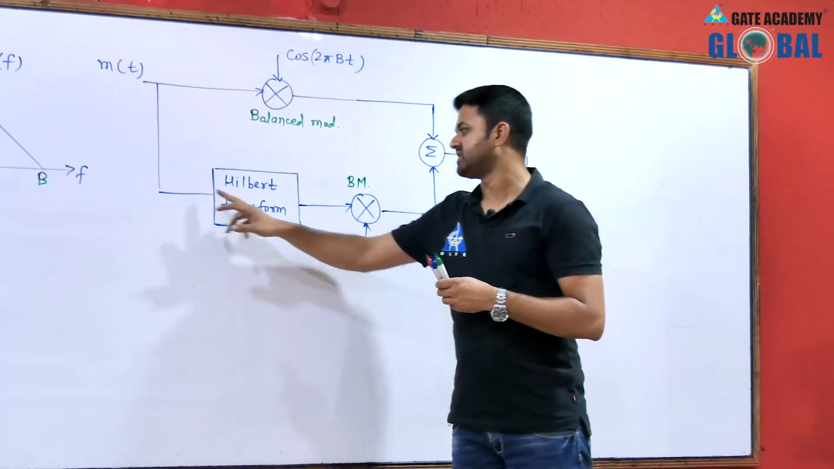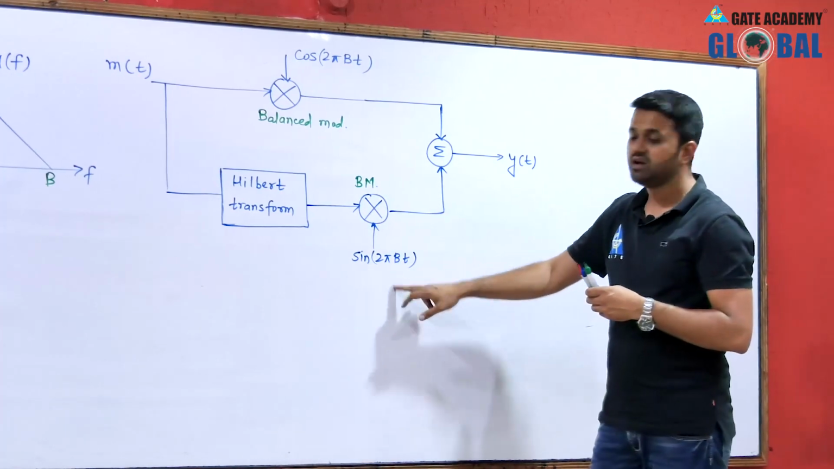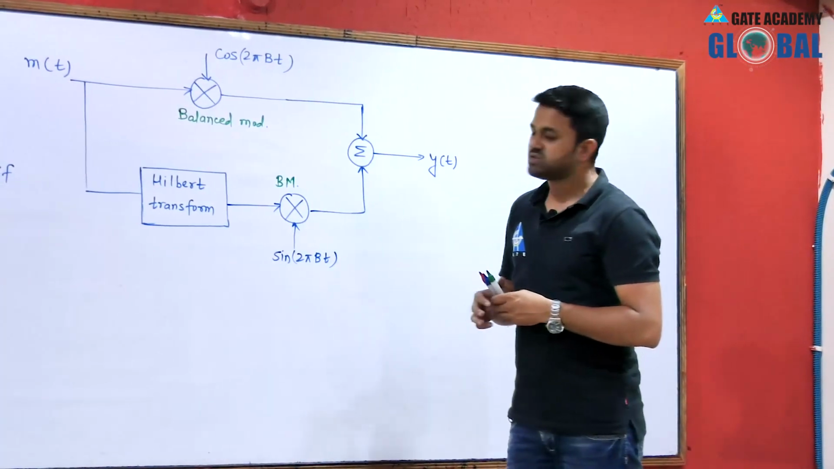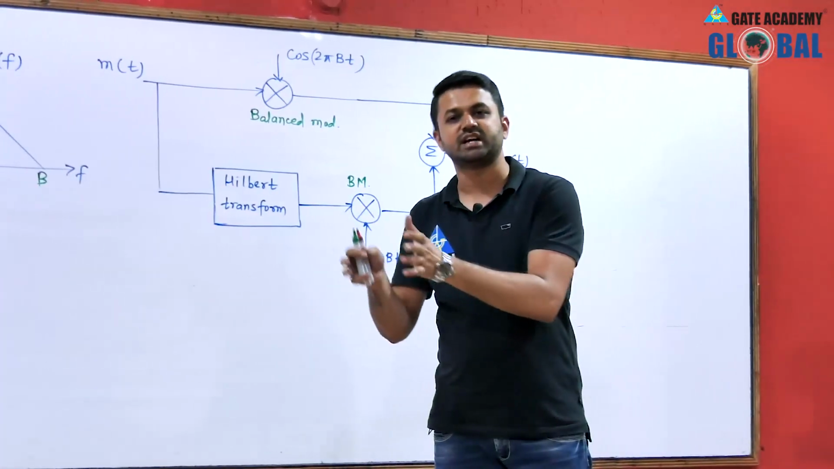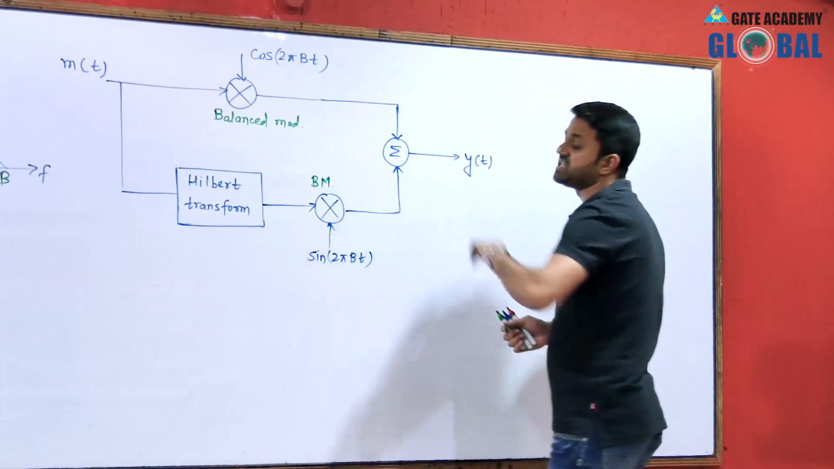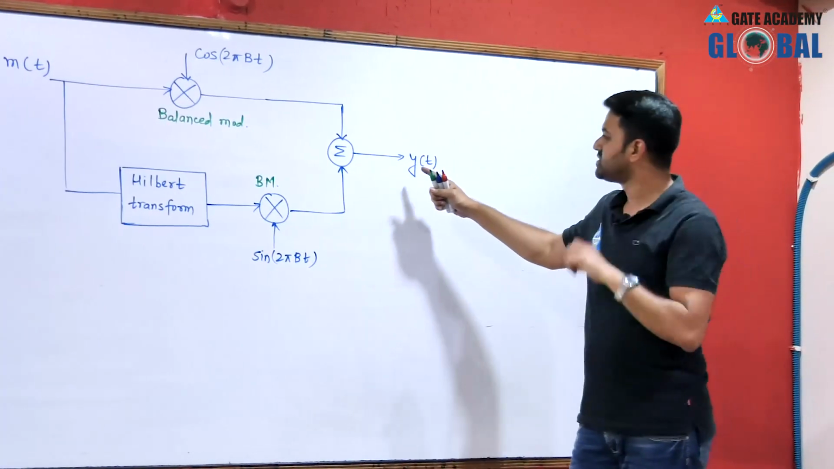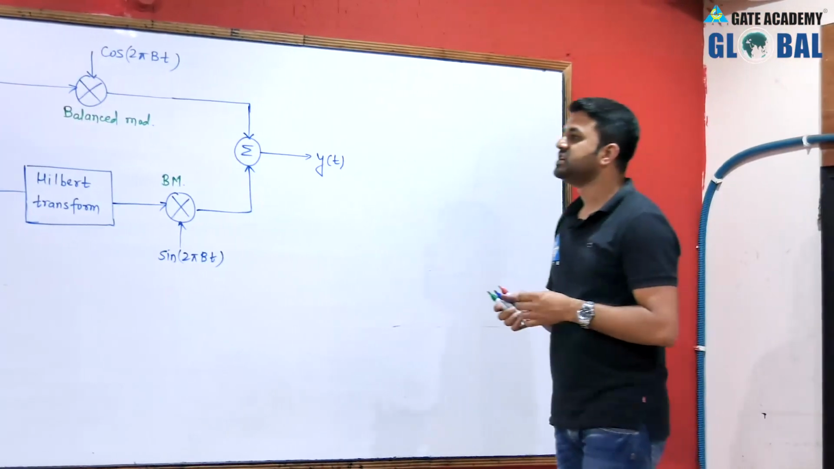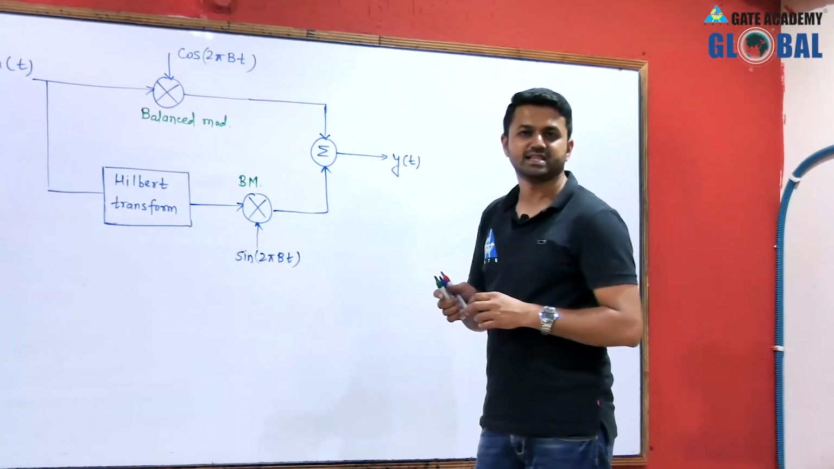The message signal after Hilbert transform is applied to the balanced modulator, and this balanced modulator has the other input which is sin 2πBt, which is the Hilbert transform of this. So the message signal and the carrier signal are both applied after Hilbert transform. That means it is nothing but a phase shift method, and the outputs of these two balanced modulators are added together to generate y(t), which will be an SSB signal. In the phase shift method, when we directly add the two signals, we get the lower sideband.